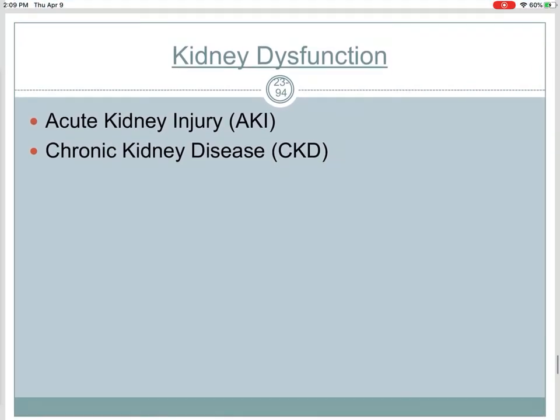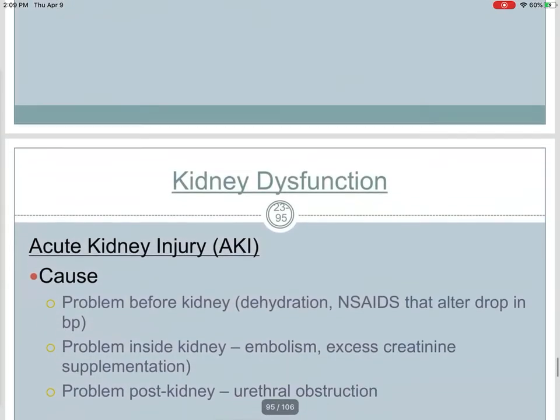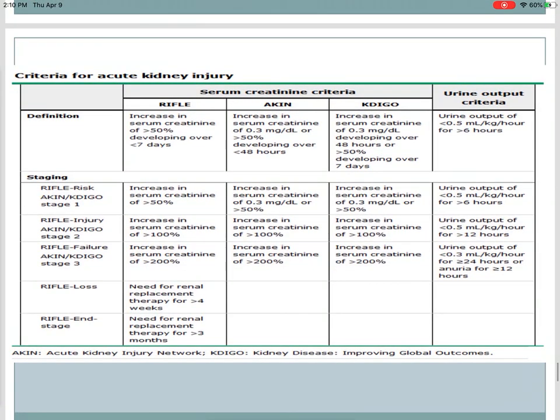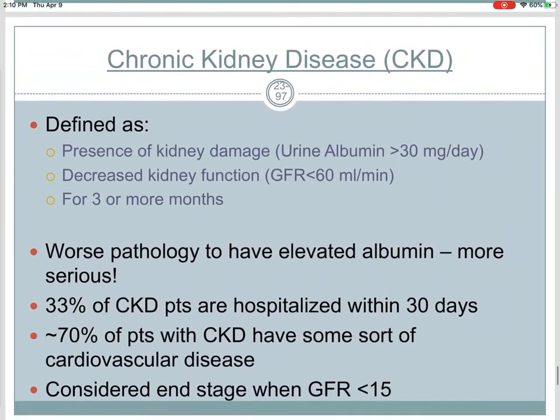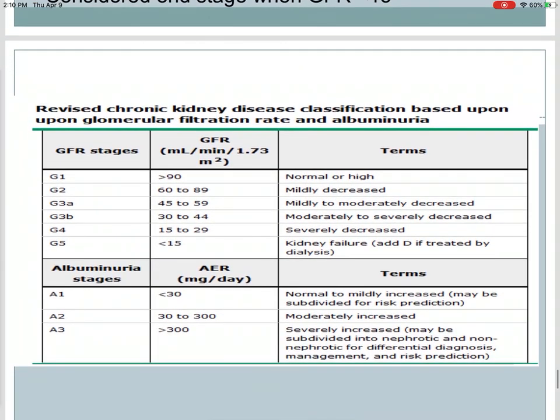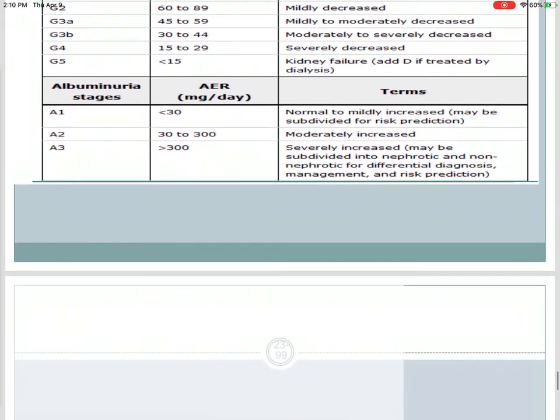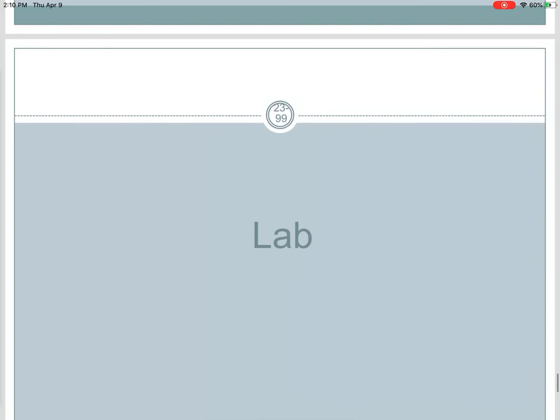I put some information here about acute kidney injury and chronic kidney disease. This will not be on the test. Again, not be on the test. This is interesting because chronic kidney disease is a real problem, and we tend to assess the stage of kidney dysfunction by their glomerular filtration rate, and then their levels of that blood protein in the urine, albumin. You don't need to know these. It's just there for extra.